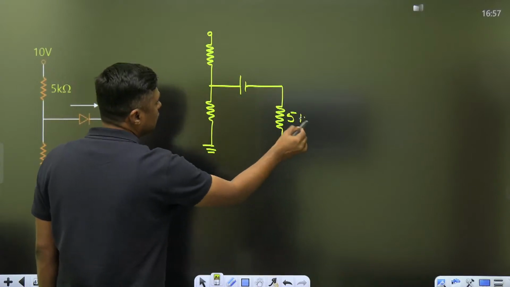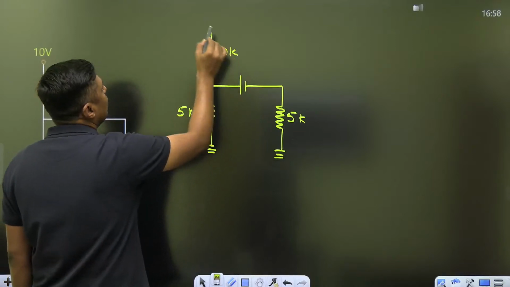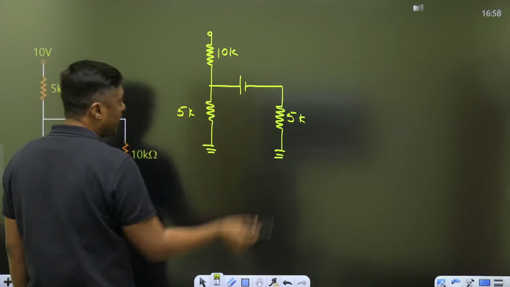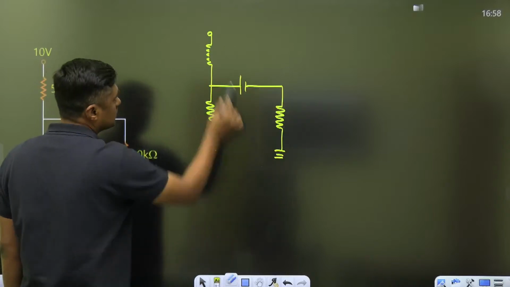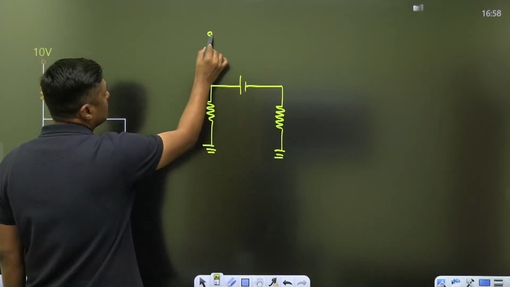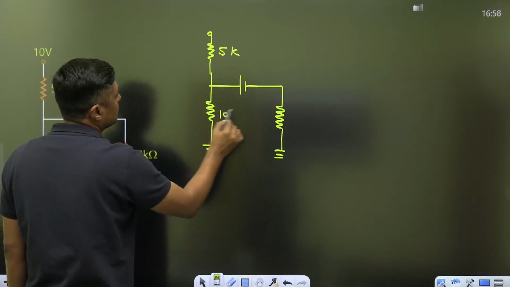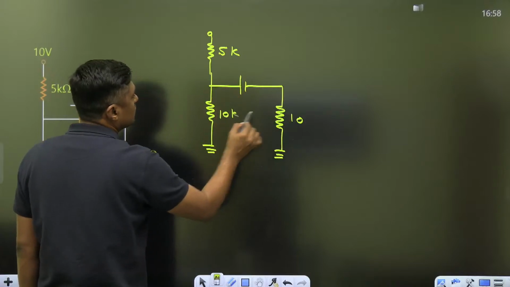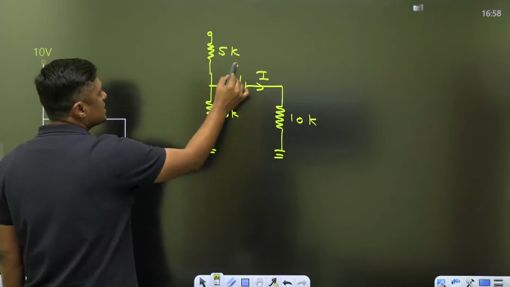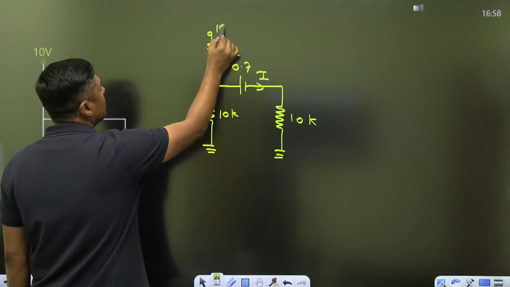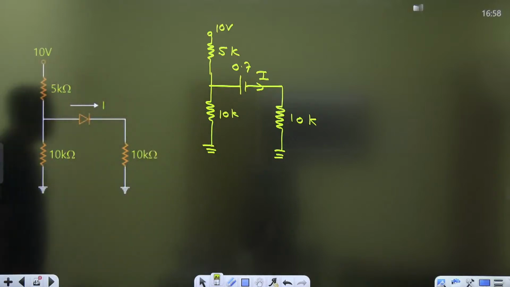5 kilo ohm, 5 kilo ohm, and this is 10 kilo ohm. What is the current here? You have to find it. This is the 0.7 volt battery. This is the 10 volt. Now, question from the network: find the value of I.